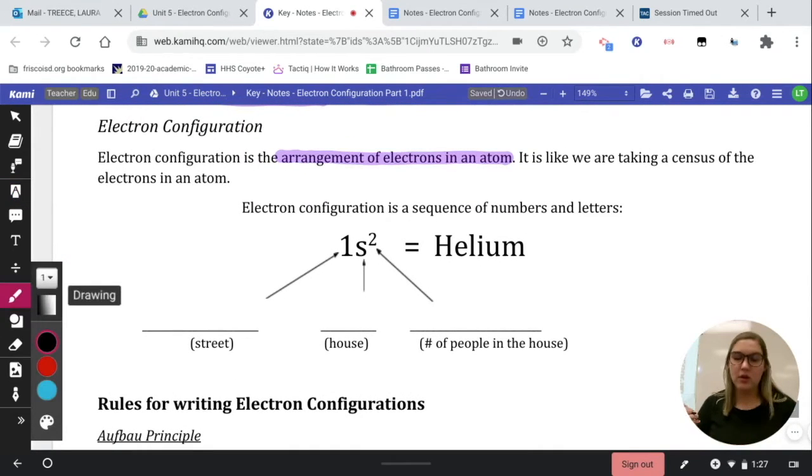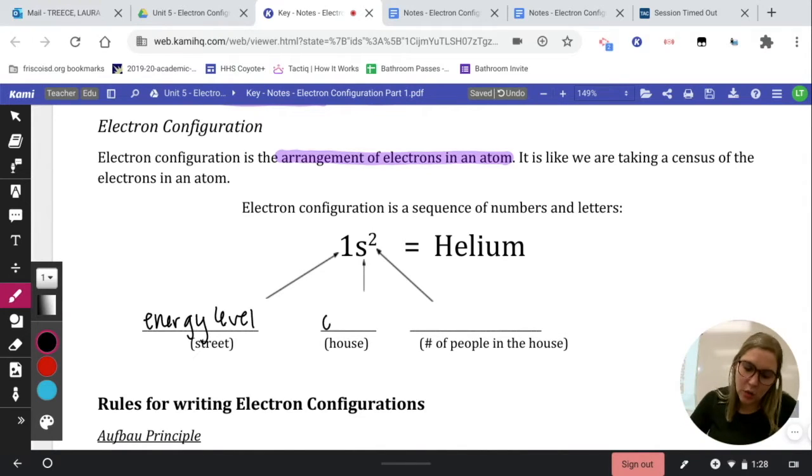So our 1 corresponds to our energy level, which is kind of like the street that you live on. It tells you in general where these electrons are located. And then our S is our orbital. So what orbital are we in? Not orbital. This is our sublevel.